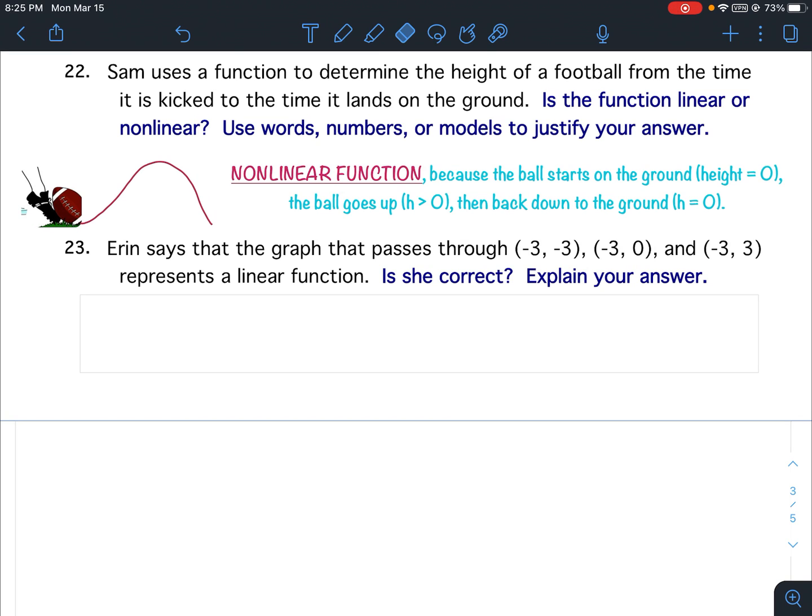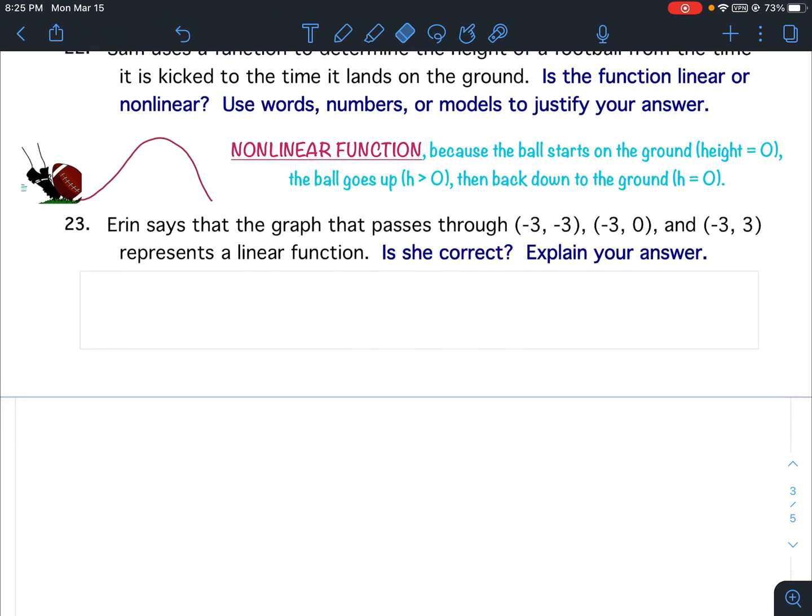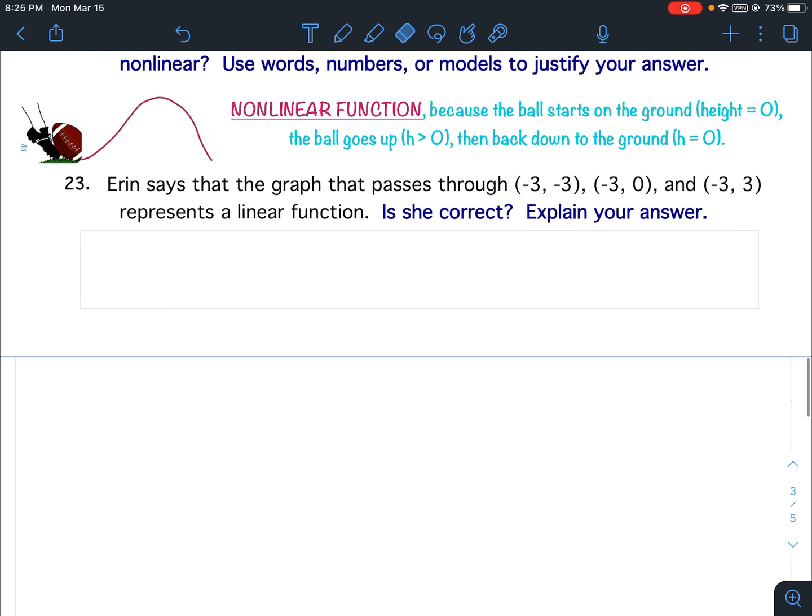So in other words, for number 22, it is a non-linear function because the ball starts on the ground where the height is 0. The ball goes up, so the height would be greater than 0, then back down to the ground where the height, again, is 0. So that is a non-linear function. Pause your video, get all of that written down.